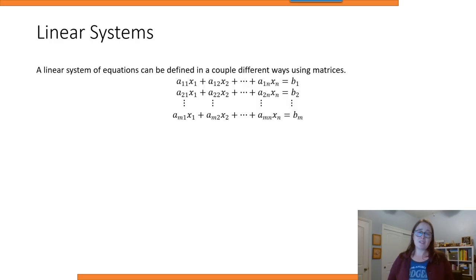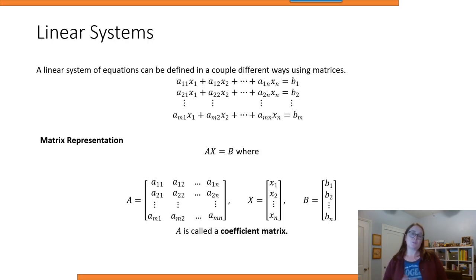So there's a couple of different ways that I can rewrite this. We're going to focus on one of them today, but the first one is the matrix representation. I can take all the coefficients on the left side of each of these equations and make a matrix out of that. That would be the coefficient matrix. I can make a column vector matrix out of the x values and the b values as well, the constants on the right side of each equation.